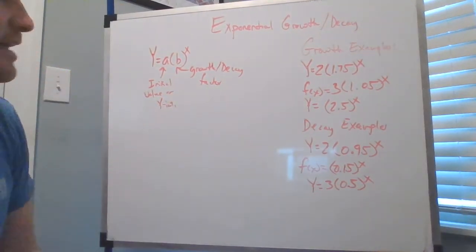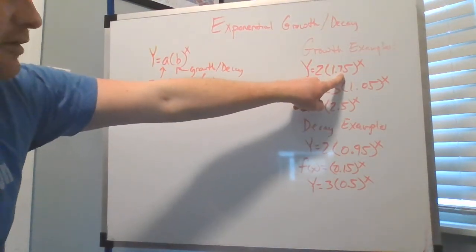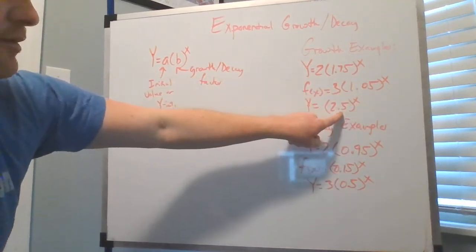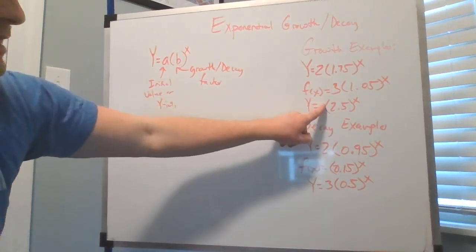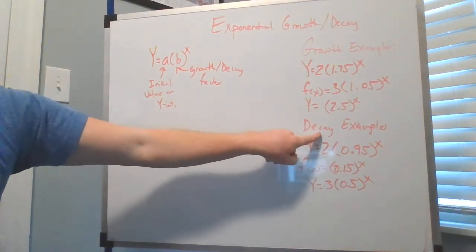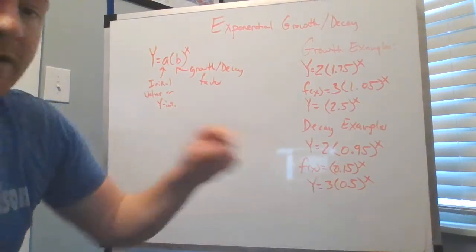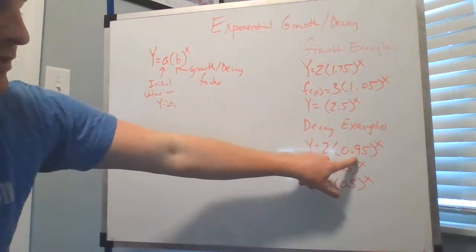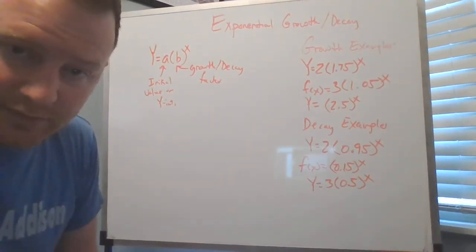Notice how in every single growth situation, our growth factor is always greater than 1. Greater than 1, greater than 1, greater than 1. My y-intercept, or my initial value, is 2, 3, and I see an invisible 1 right there. Now, decay examples. Here's how this works for the decay examples. Every single decay factor is less than 1, but they're never going to be negative, ever. So right now, we have 0.95, 0.15, and 0.5.